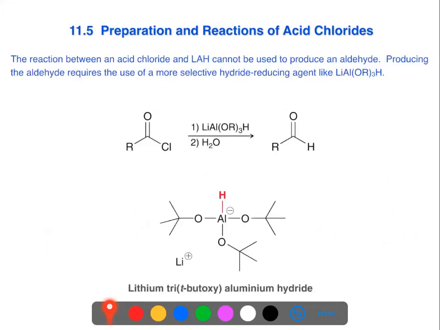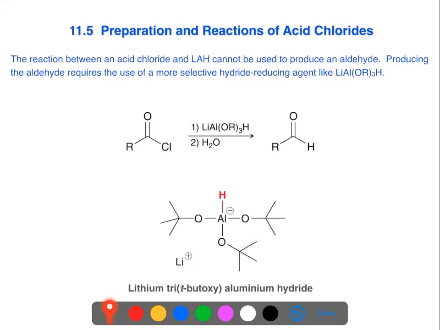Now, the reaction between an acid chloride and lithium aluminum hydride cannot produce the aldehyde. Even if we were to be careful and to use 1 equivalent of LAH, we will not end up with conversion to just the aldehyde. We'll end up with a mixture of primary alcohol and maybe a little bit of aldehyde. So to more cleanly prepare an aldehyde from an acid chloride, we must use a more selective hydride reducing agent.